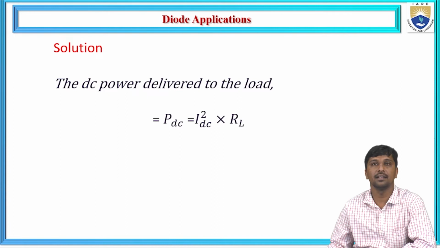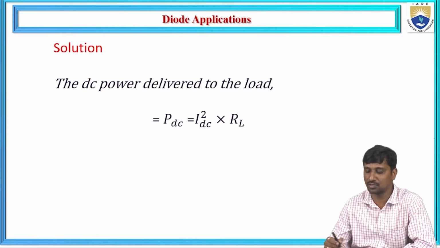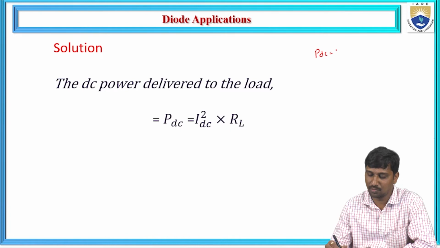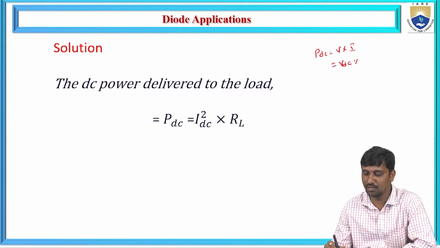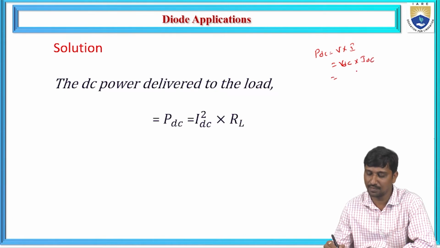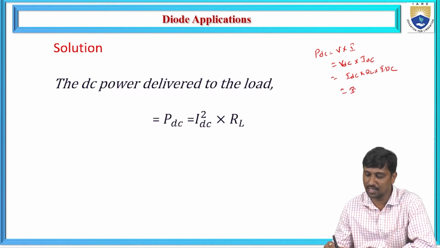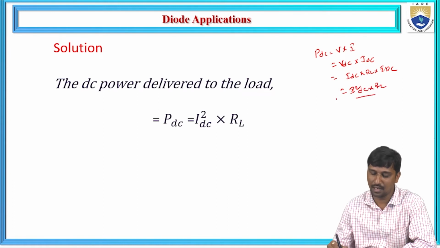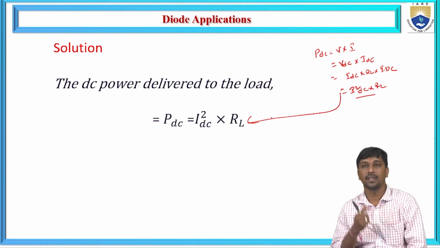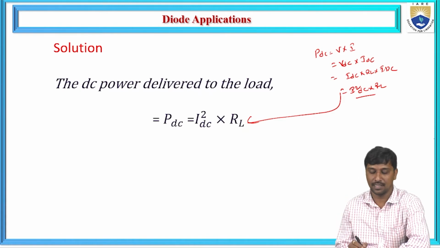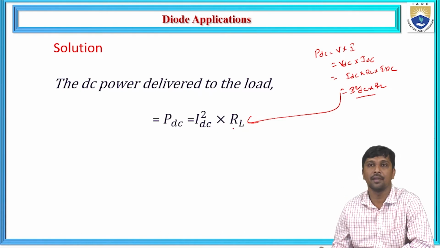Now we need to calculate the DC power delivered. Generally, power is represented as V into I, so DC power is VDC into IDC. Since V is equal to I into R, this becomes IDC into RL, and again this is IDC. That is the reason you can also write I square DC into RL. So the DC power delivered is represented as I square DC times RL.